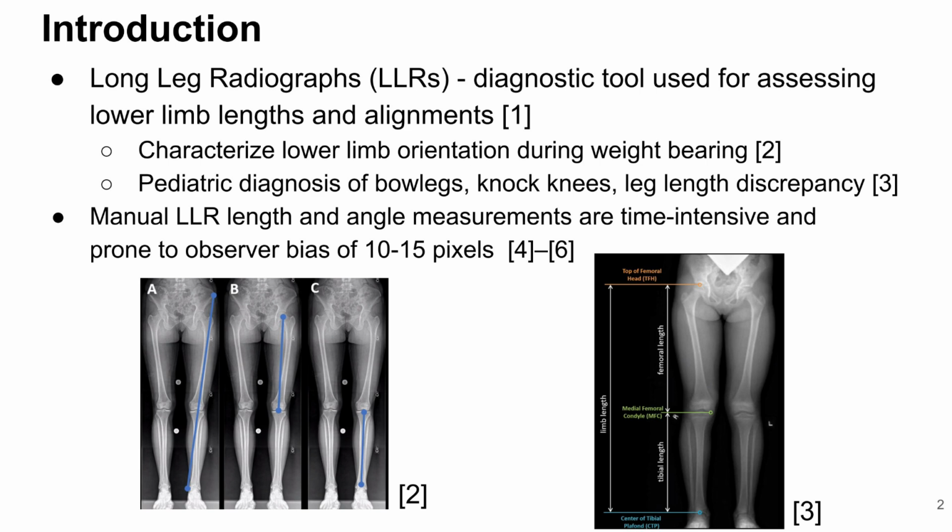Typically, clinicians manually identify several anatomical landmarks and compute angles and distances between the points, which is both time-consuming and prone to observer variability of up to 10 to 15 pixels. For this project, our goal was to build an automated method that could achieve near-human accuracy to reduce the workload placed on users who perform these measurements manually.